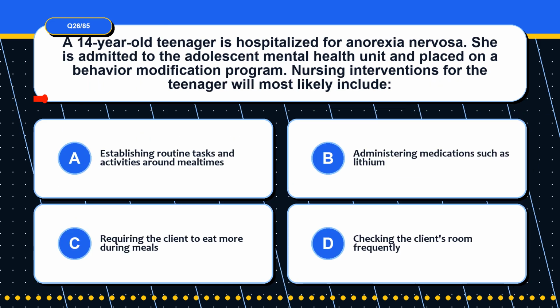Question 26. A 14-year-old teenager is hospitalized for anorexia nervosa. She is admitted to the adolescent mental health unit and placed on a behavior modification program. Nursing interventions for the teenager will most likely include, here are the options. Option A, establishing routine tasks and activities around meal times. Option B, administering medications such as lithium. Option C, requiring the client to eat more during meals. Option D, checking the client's room frequently.